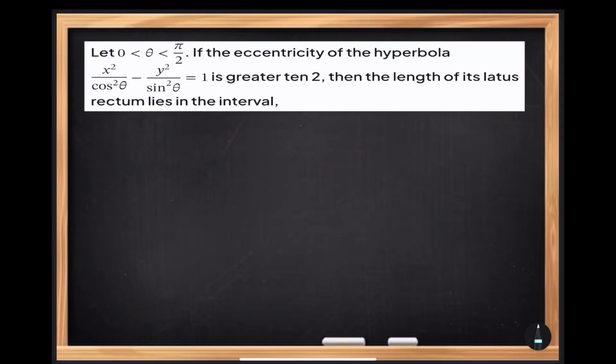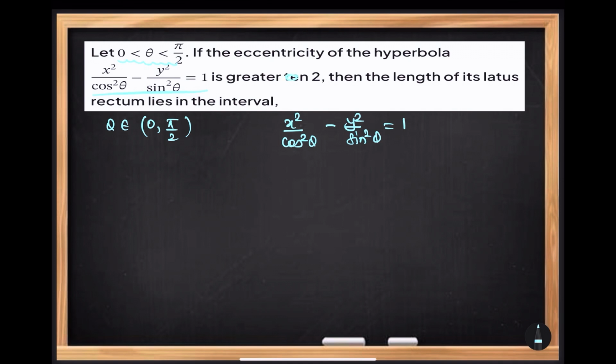Okay, so we've got the situation. Let theta belong to 0 to 90, so theta belongs to 0 to pi by 2, both excluded. If the eccentricity of the hyperbola x square by cos square theta minus y square by sin square theta equals 1 — so it is a horizontal hyperbola, correct?